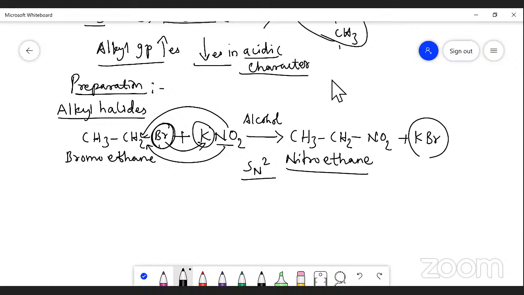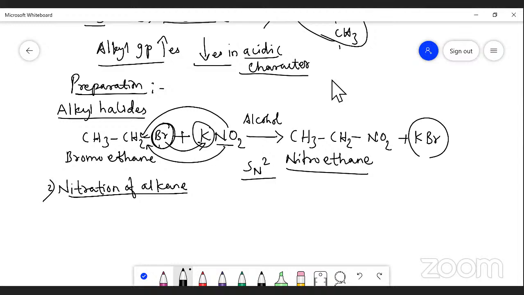And the second one, we are going to prepare nitroalkane from the nitration of alkane. Okay, so here we are going to discuss two cases. One is nitration of methane and the second one is nitration of ethane. Generally, for nitration of methane, we pass the vapors of methane.